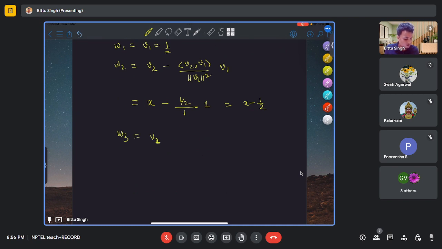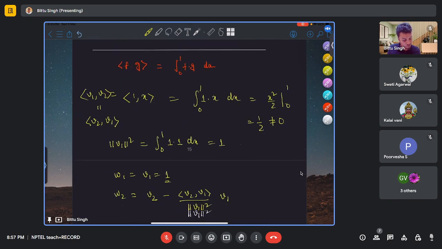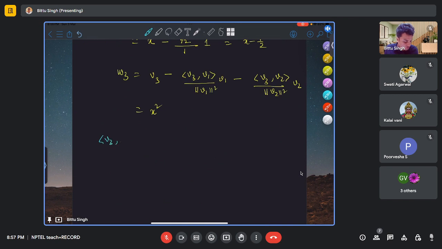So let us find W3. W3 is given by V3. Now delete the projections: the projection of V3 on V1, and then another one, the projection of V3 on V2. So V3 minus those parts. You can see V3 was actually x squared, and what will be V3 inner product with V1? Let us do this in a rough. V3 means x squared, and V1 means 1.